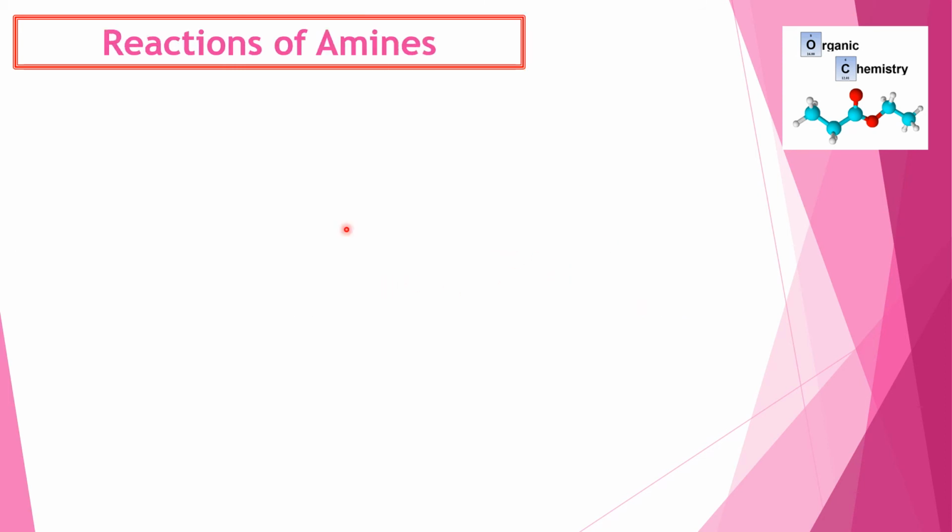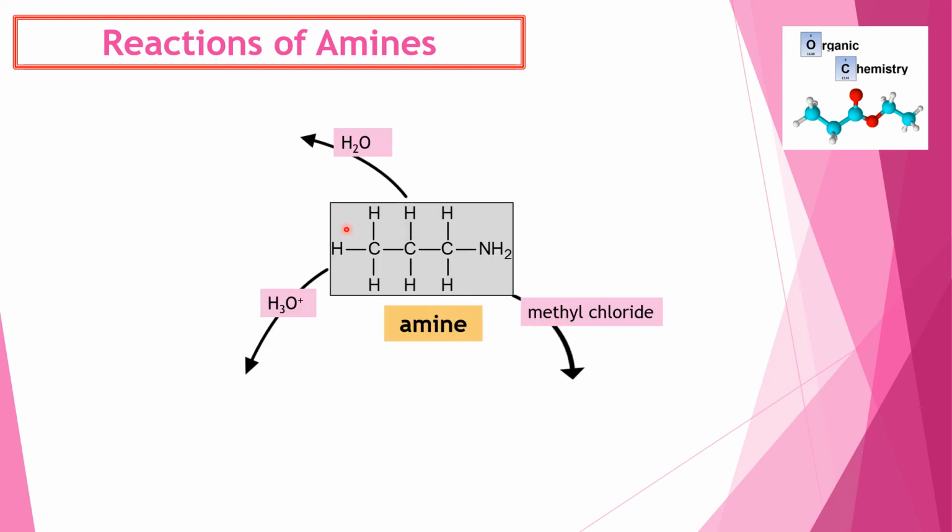Right, let's just check how we've gone with our understanding of the video so far. So what I'd like to do is just go over the three reactions. We're going to look at propan-1-amine, and we're going to do the three reactions: one of adding water, one of adding acid or hydronium ion, and one of adding methyl chloride, which is an acyl chloride.